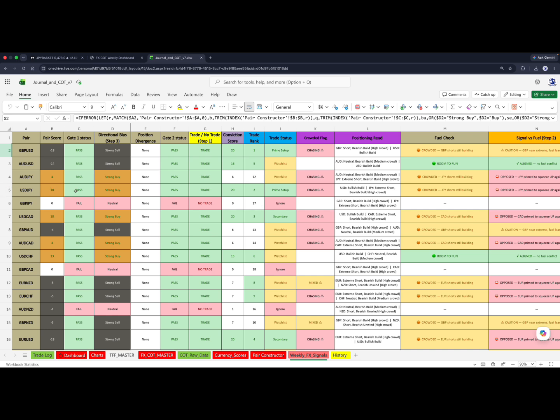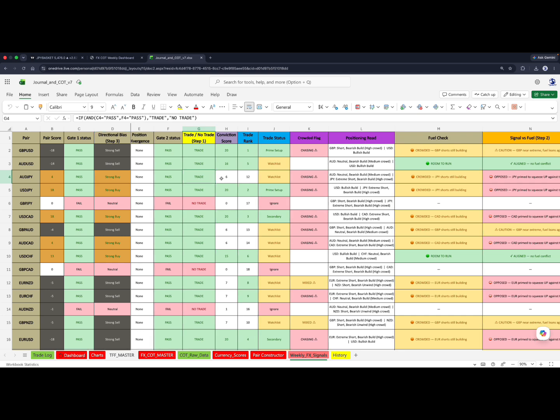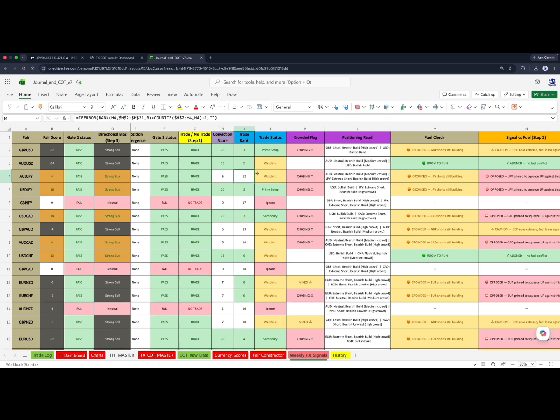So if we take the Aussie dollar Japan, for example, you get a pair score, you get a gate 1 status jumping across quickly, you get a gate 2 status, you get a strong buy, which is only a directional bias, it's not a short-term path. I'm just going to keep going. It gives you a trade or a no trade signal. It gives you a conviction and a trade rank, which then filters into these later columns.